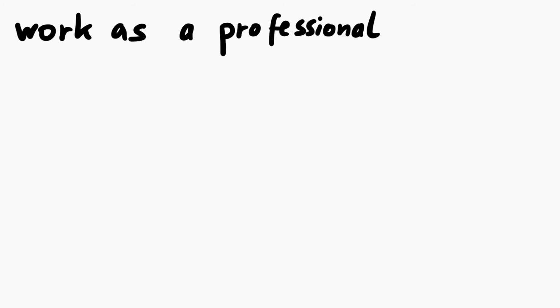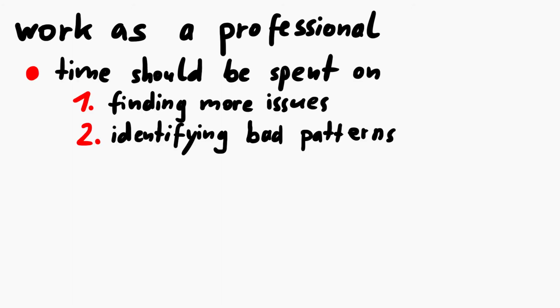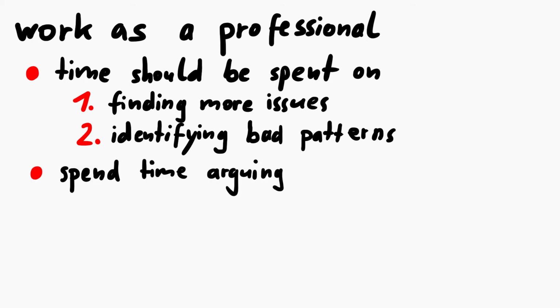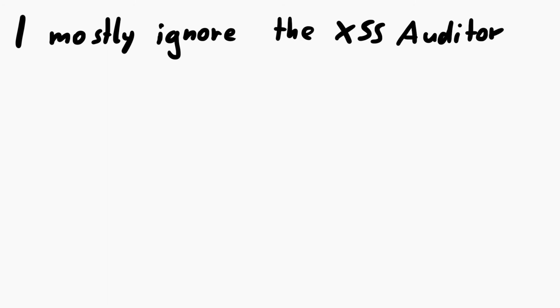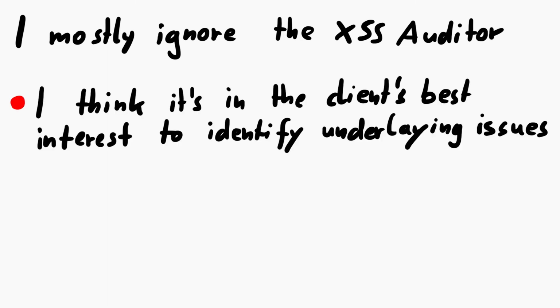So when people try to report vulnerabilities, instead of spending their time on finding more issues, they now have to spend time over and over again trying to argue why it is still a vulnerability, or waste time trying to bypass the auditor, even though the underlying issue is the web app failing to properly encode output. I always report XSS issues, even when they trigger the XSS auditor.